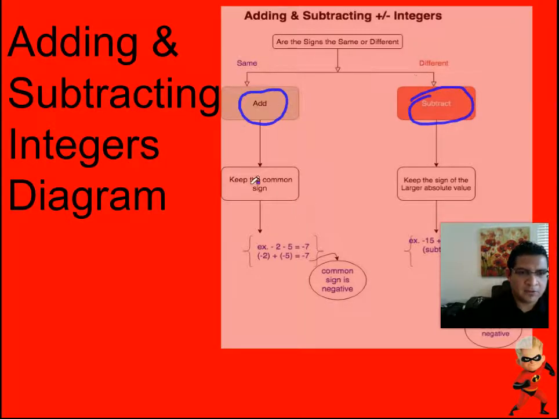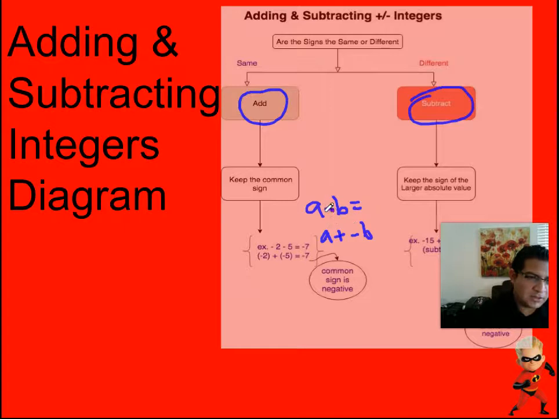And when you add, the next step is to keep the common sign. I put an example here: negative 2 minus 5 is equal to negative 7. The minus will become plus a negative. That's the definition of subtraction. So let me put that here: A minus B equals A plus a negative B.